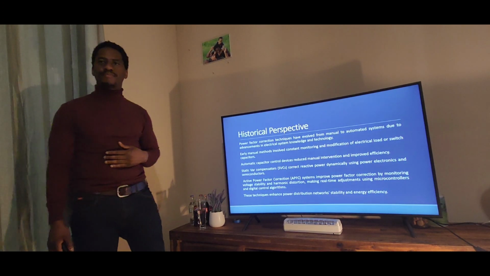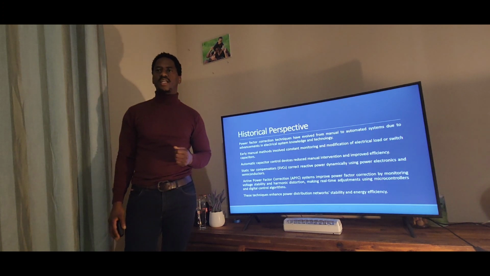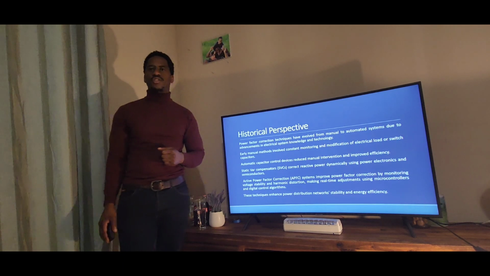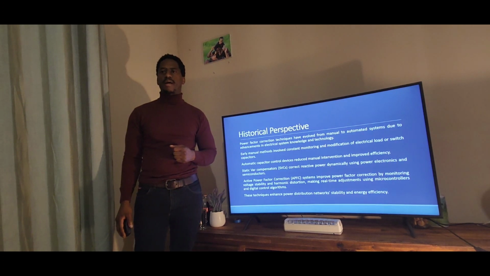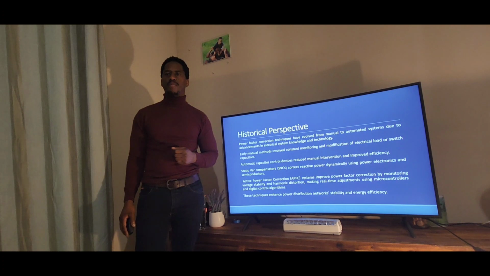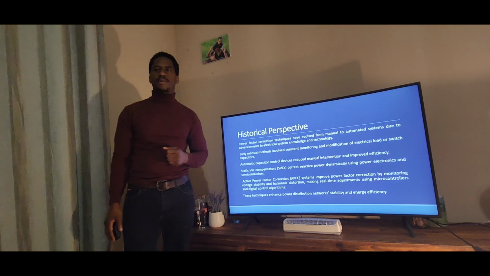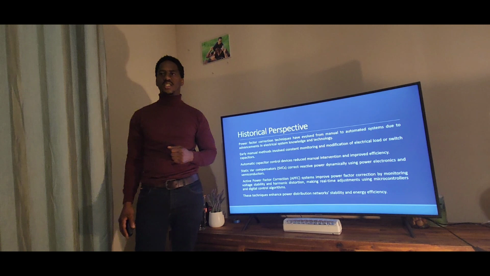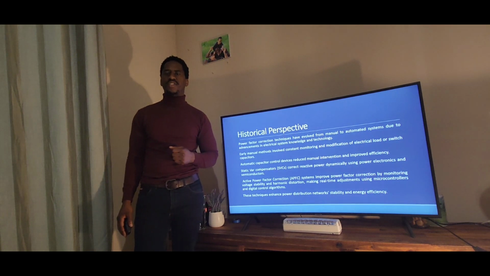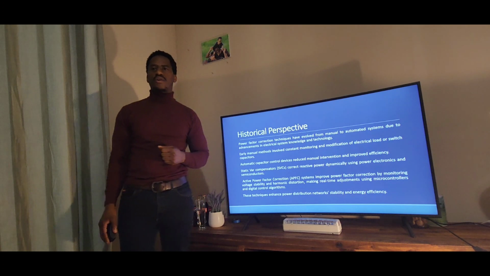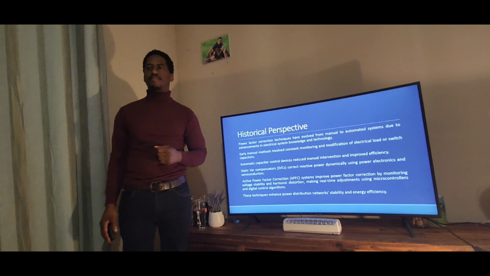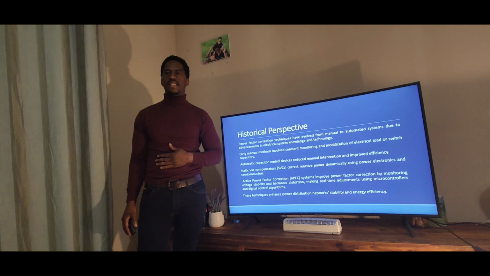Historical perspective. Power factor correction techniques have evolved from manual to automated systems due to advancements in electrical system knowledge and technology. Early manual methods involved constant monitoring and modification of electrical load or switching capacitors. Automatic capacitor control devices reduced manual intervention and improved efficiency. Static VAR compensation corrects reactive power dynamically using power electronics and semiconductors.